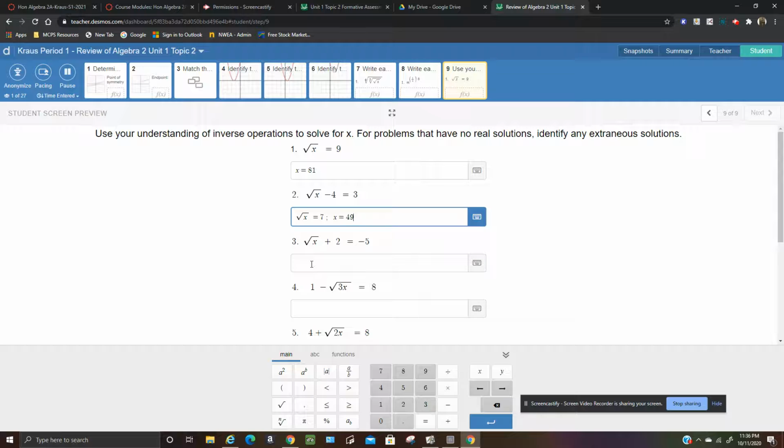When I square both sides, this one, subtract 2, and you have square root of x equal negative 7. x equal 49. If that doesn't check, I plug it back in, then 7 plus 2 doesn't equal negative 5, so this is extraneous.